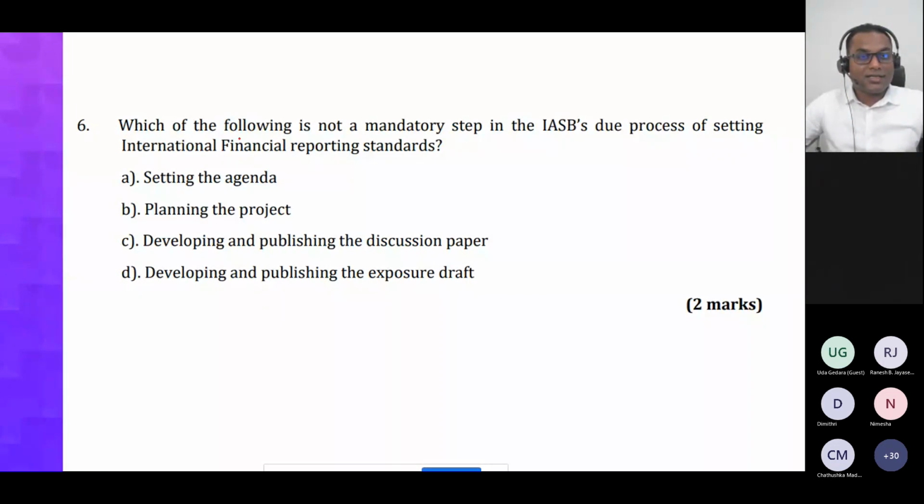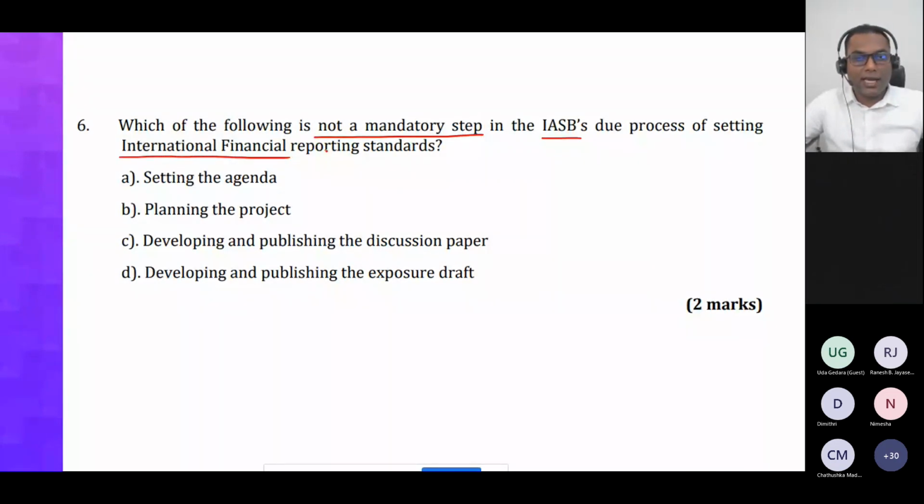What is the question number 6? Simple one. Which of the following is not a mandatory step, very important word, not, in the IASB's due process of setting the international financial reporting standards.